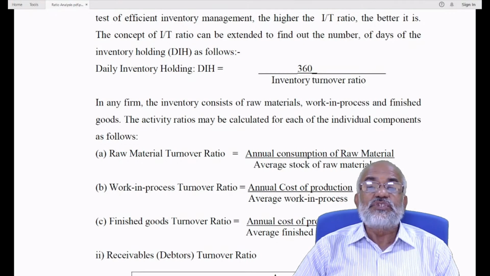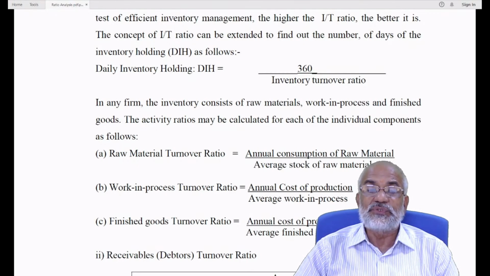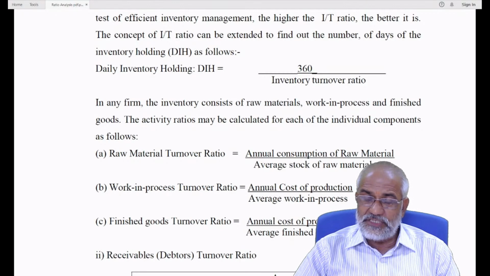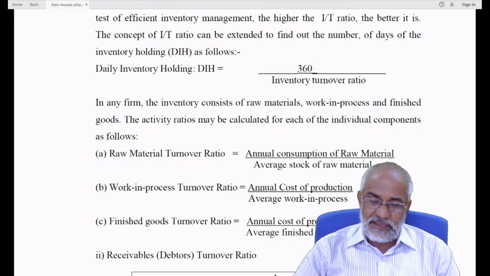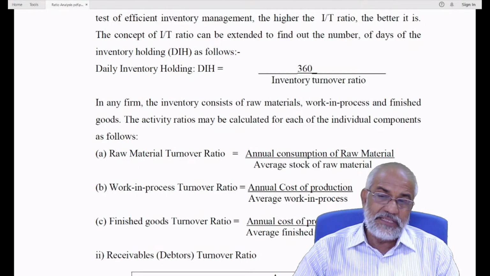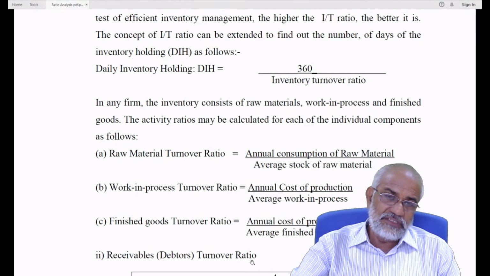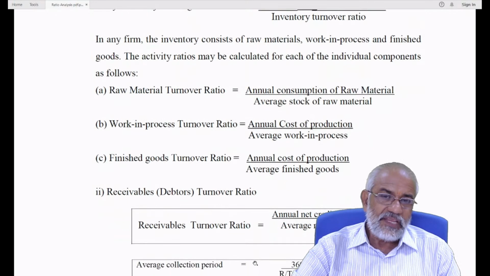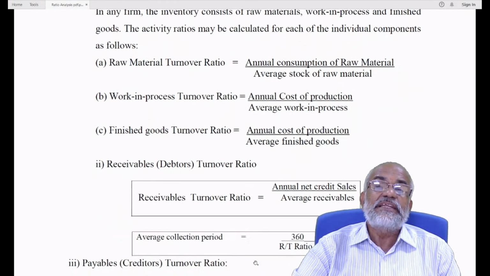Then finished goods turnover ratio. The finished goods turnover ratio has to be computed as the annual cost of production divided by average finished goods. Average finished goods means the opening stock of finished goods plus closing stock of finished goods divided by 2. So when the annual cost of production is divided by the average finished goods, the resultant would be the finished goods turnover ratio. Then receivable or debtors turnover ratio.